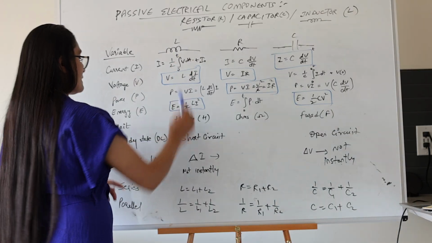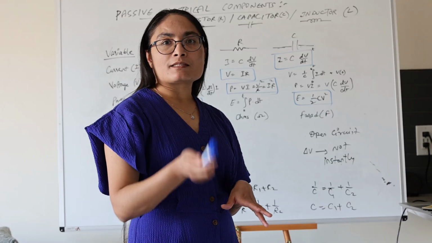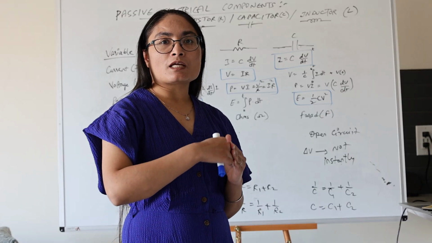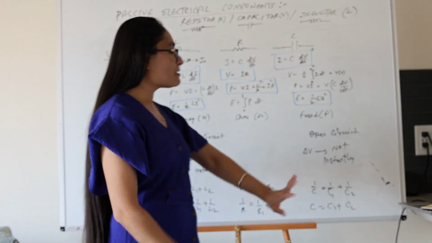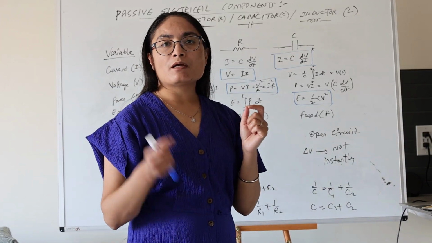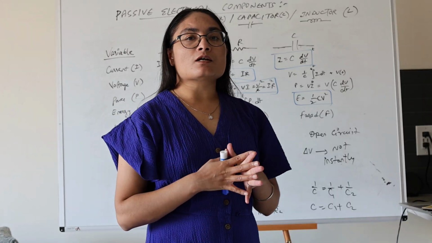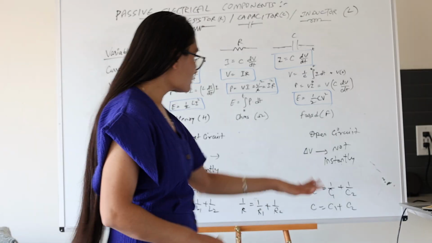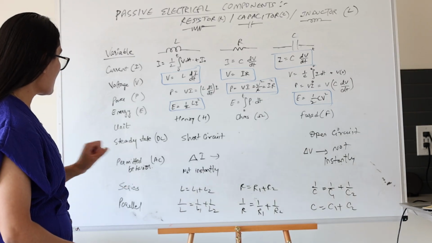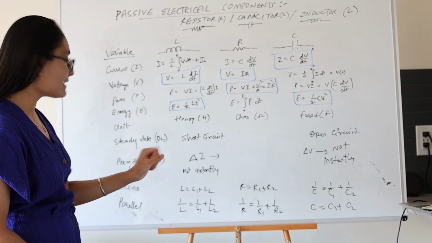So what's happening inside the inductor? The current that is flowing is changing, and it's changing slowly. Similarly, for a capacitor, the voltage is changing. Remember, we have charge that is being induced, and that charge causes change in voltage, and it's happening over time. Finally, the series and parallel connection. We have already learned that, so I'm not going to repeat it again.